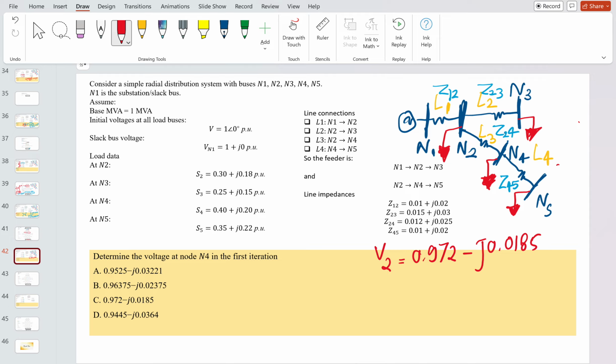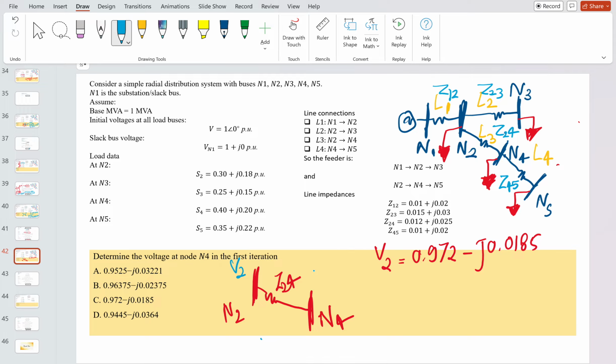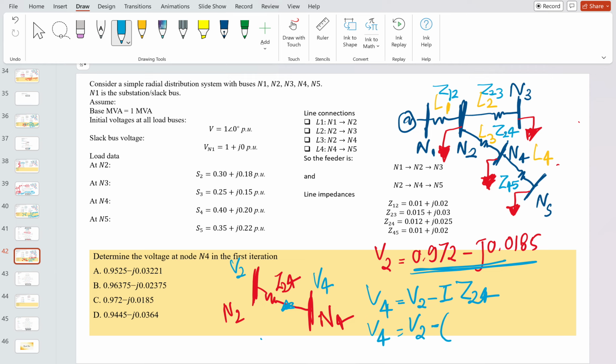Okay, let me give the solution. What we have seen here is node 2 and node 4, and the line connected in between is Z24, the impedance. It is asking for the voltage V4. Through the equation, V4 will be equal to V2 minus the current flowing in this line multiplied by Z24. V2 we already know, minus the current which flows through this line, which is supplying this load and this load, N4 and N5.